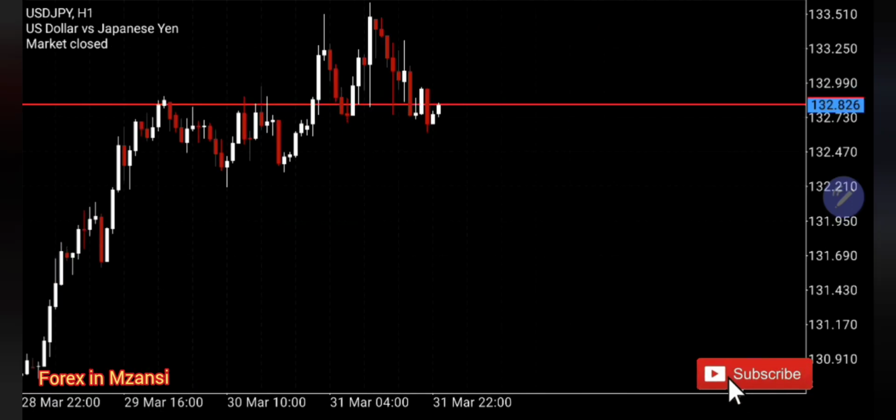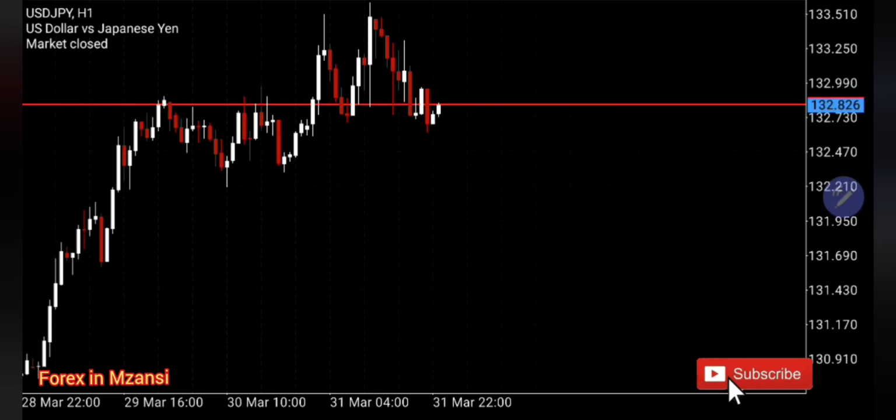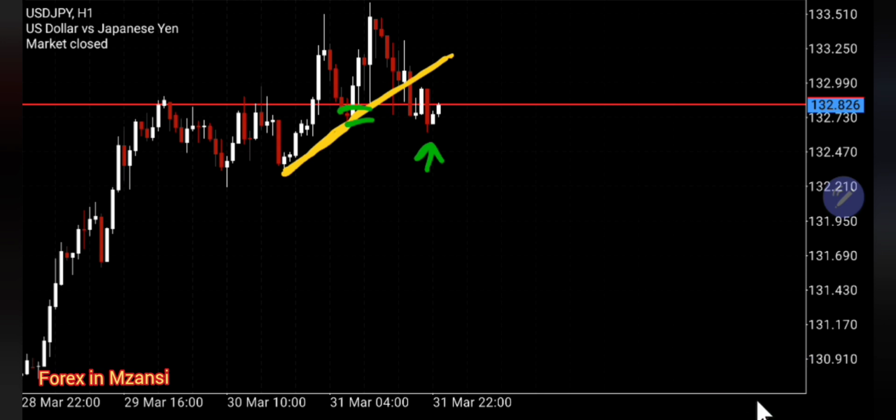Now this is what we have on H1. So the structure on H1 is bearish because of what? We were bullish. We were having a bullish trend line somewhere there, and the bullish trend line was removed, and even the area of support, this one down here, we just removed it, which means according to the structure on H1, the structure is bearish.